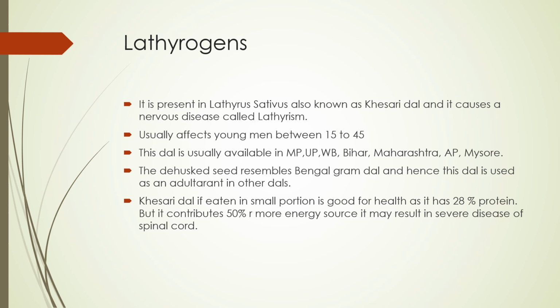Lathyrogens. Lathyrism. I'll explain how it is mentioned in the PPT. It is present in Lathyrus sativus, also known as kesari dal. Kesari dal is nothing but Lathyrus sativus, and it causes a nervous disease called lathyrism. So lathyrogens is basically a toxic compound present in kesari dal, also known as Lathyrus sativus, and it causes a nervous disease called lathyrism.